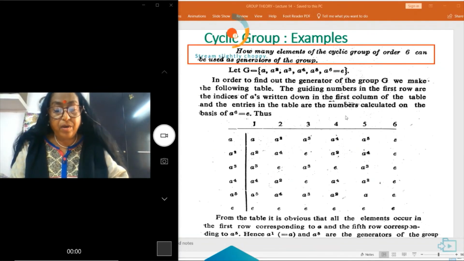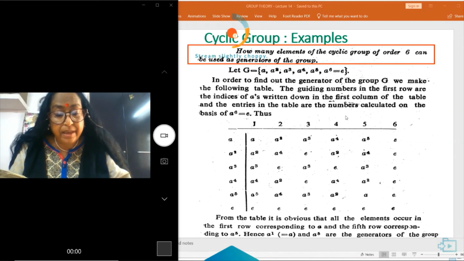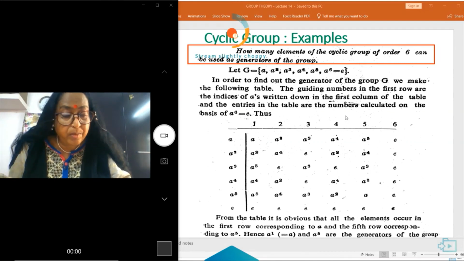See the example on your screen. How many elements of the cyclic group of order 6 can be used as a generator of the group? Let G be equal to a, a squared, a cubed, a to the power 4, a to the power 5, a to the power 6 equal to e.